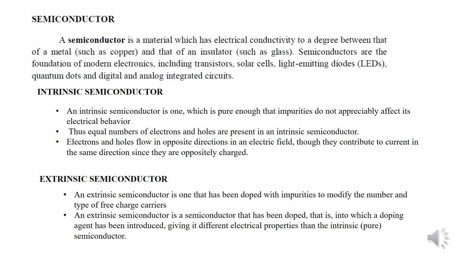There are two types of semiconductors: intrinsic semiconductors and extrinsic semiconductors. An intrinsic semiconductor is pure, with no impurities doped into it, and it consists of an equal number of electrons and holes. In an extrinsic semiconductor, impurities are added. The doping agent that is introduced gives it different electrical properties from the intrinsic semiconductor.